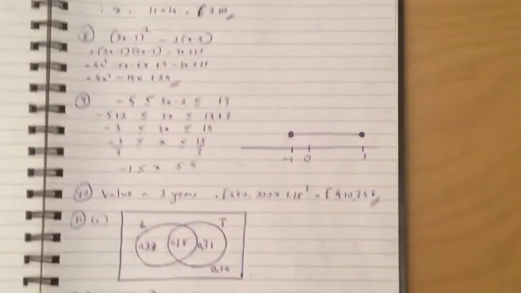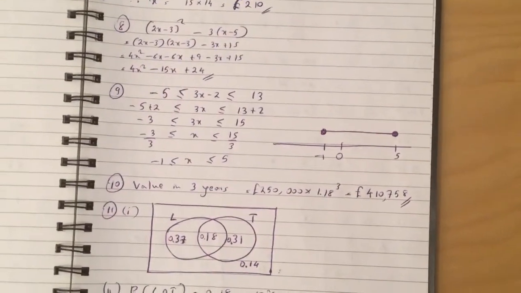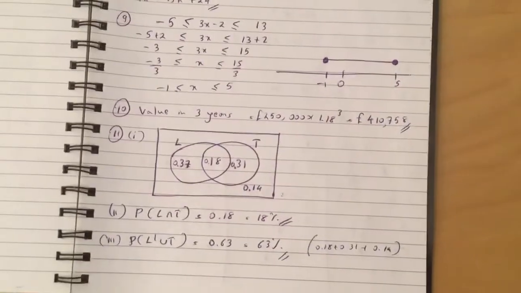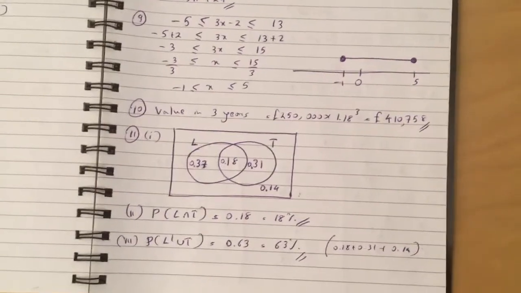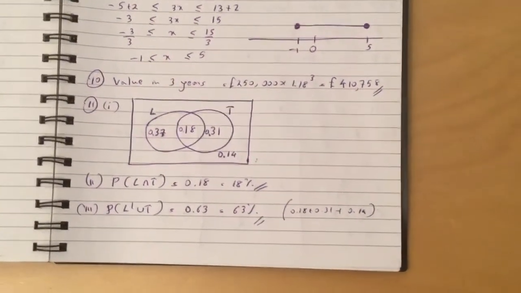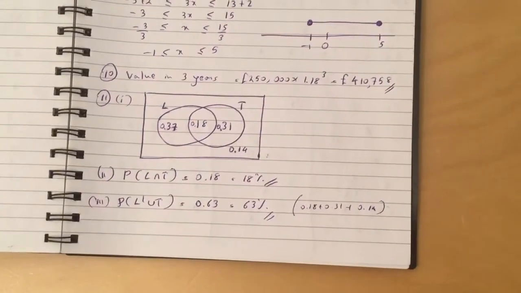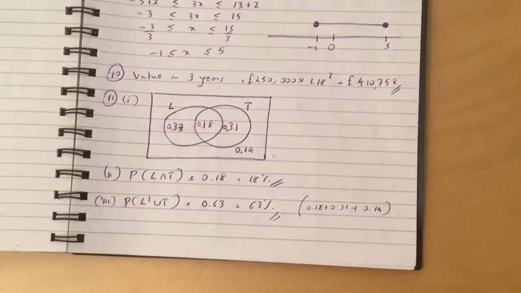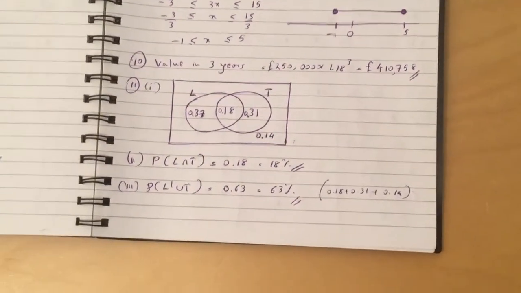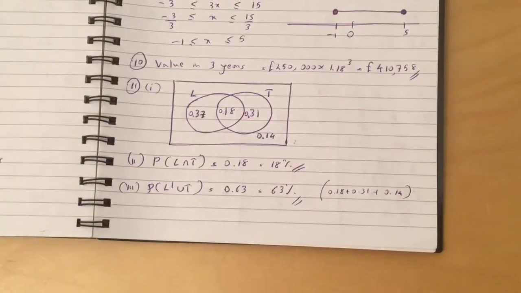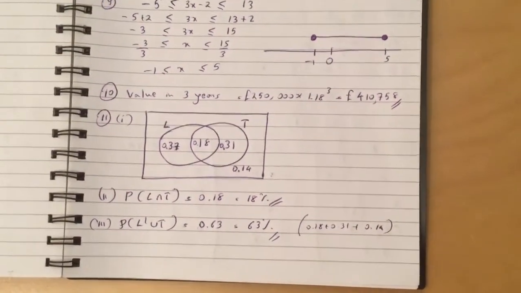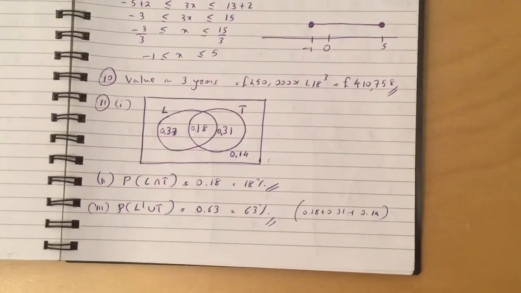Question 9, you solve the inequality on both sides as shown, and then you draw it on a number line. Question 10, value in 3 years is 250,000 times 1.18 cubed, which is 410,758. For the Venn diagram, you've got to work it out. You add the laptops and the tablets, and then take away 86%, because if 14% doesn't have anything, then whatever that balance is goes in the middle. And then to work out these, you just use the Venn diagram.